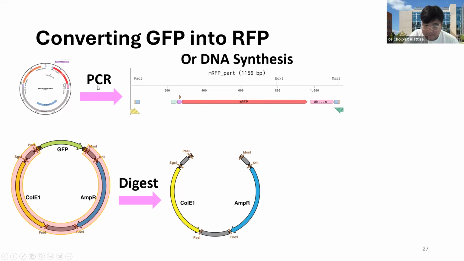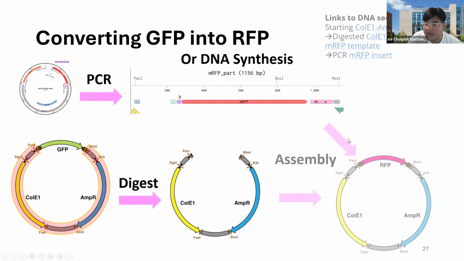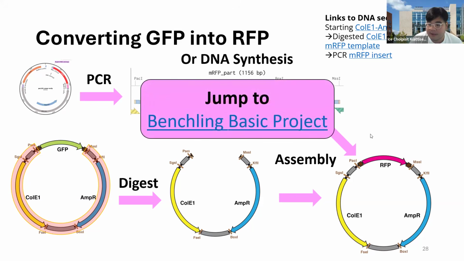to do the PCR by taking this piece of DNA from somewhere else, like from the other plasmid that has this MRFP, and do the synthesis, or do the PCR, to get the new piece of DNA and do the assembly. The assembly that we're trying to do here, we would do the Gibson style assembly. So let's jump to the Benchling one.